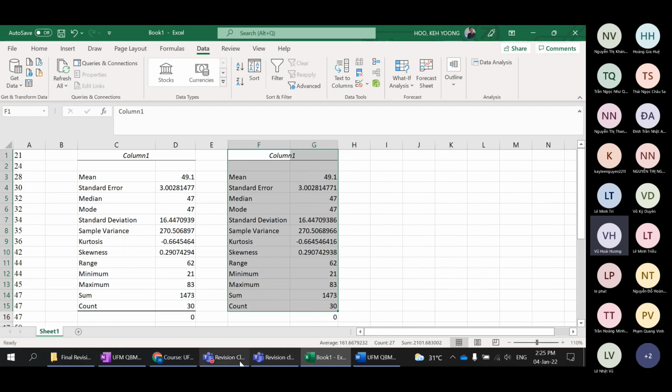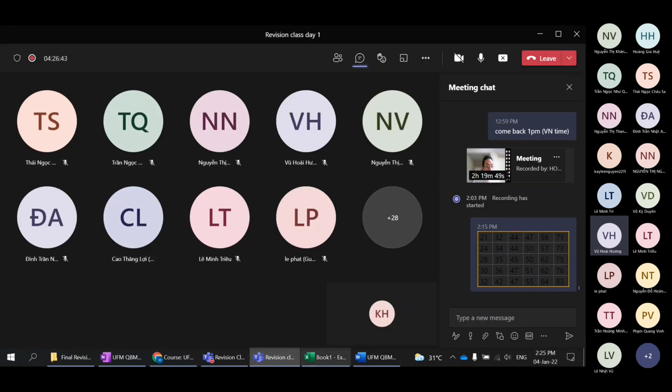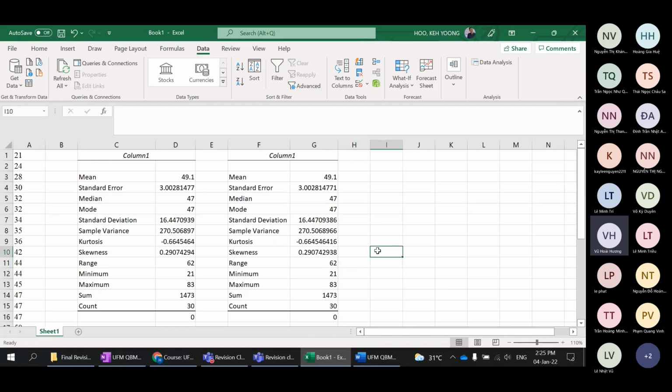How come I hear some sound? Yes, any problems? No problem, everyone can get the same output as mine.